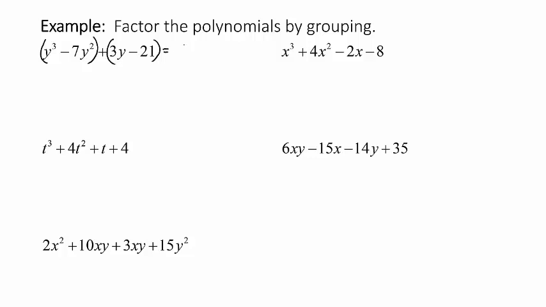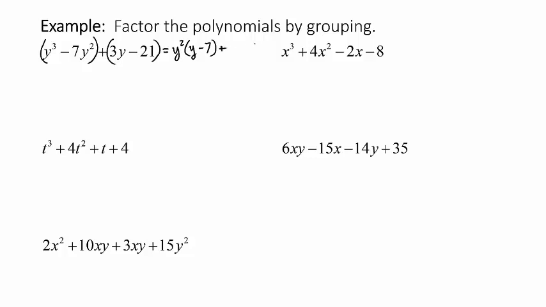In the first grouping, y cubed minus 7y squared, I can pull out a y squared, right? So then what do I have left over? y squared times y is y cubed, right? And y squared times negative 7 is minus 7y squared. Now that takes care of the first grouping.